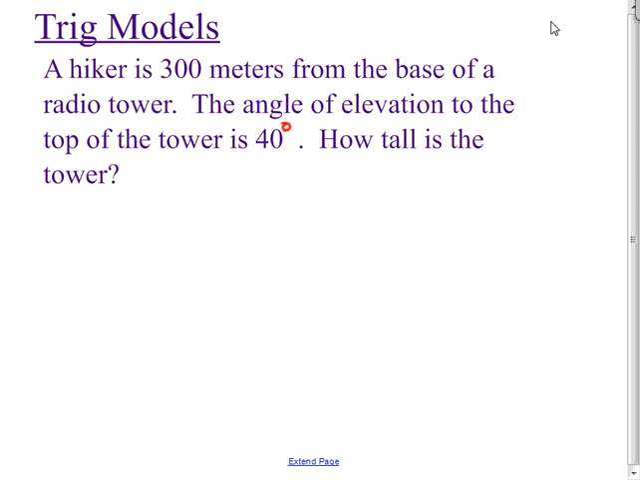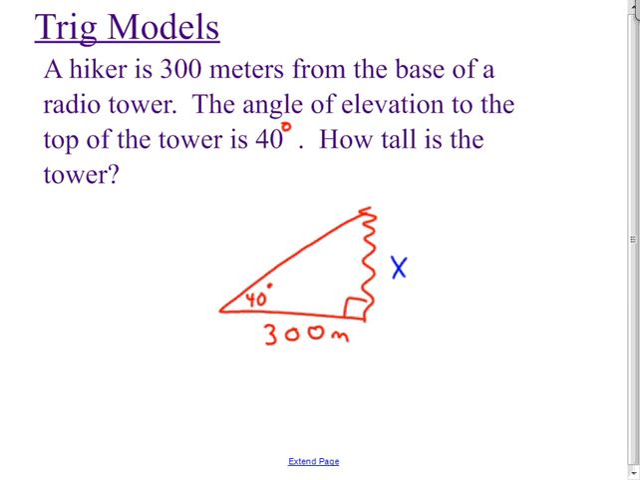On a right triangle trig model, you're going to need to draw your picture. So I've got this radio tower here. I have a person standing outside. The angle of elevation to the top of the tower, which means this angle. Remember, elevation goes from the horizon up, or from the horizon down. So elevation, horizon up, that angle is 40 degrees. And the hiker is 300 meters away from its base. I want to figure out how tall my tower is.